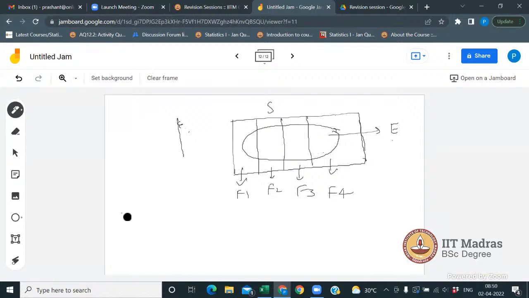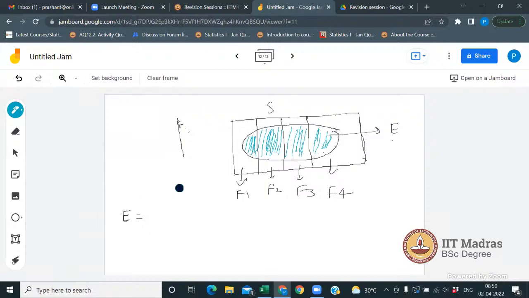Any one of you, how will E occur? How can you get this event E? Anyone? Intersection. It will be the sum of the intersections of these things, or these things, or these things, or this thing, right?